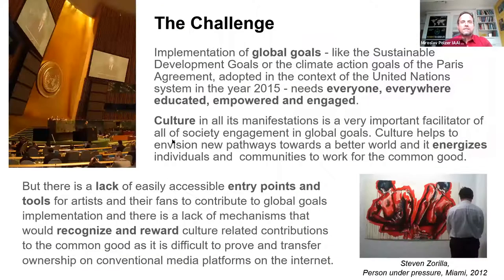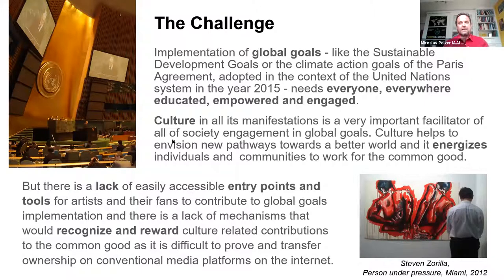And so what is this systemic solution, and what is the challenge, why we are doing it and how we are approaching it, the problem. So the problem is that these big goals that the United Nations has proclaimed, has adopted, they need everyone everywhere educated, empowered and engaged. And we are very far away from this goal.